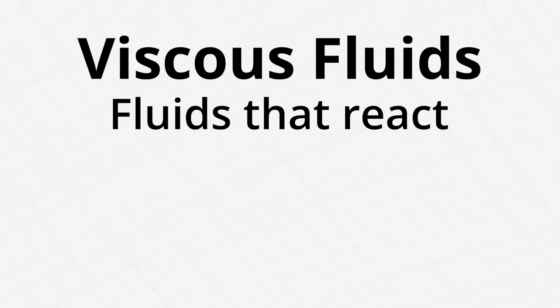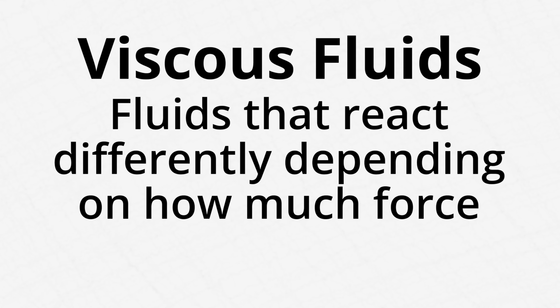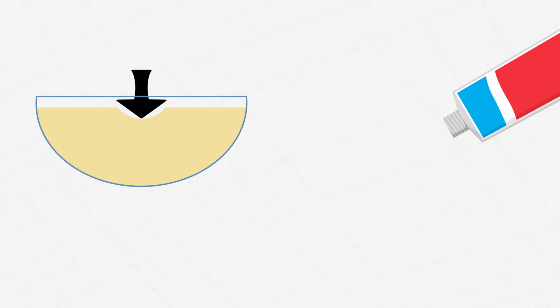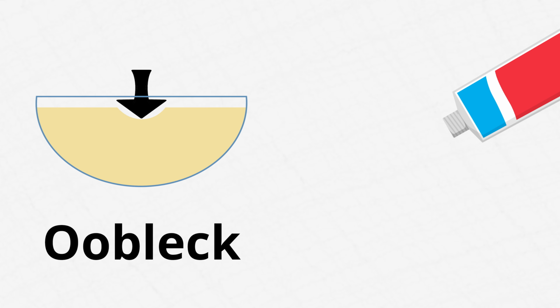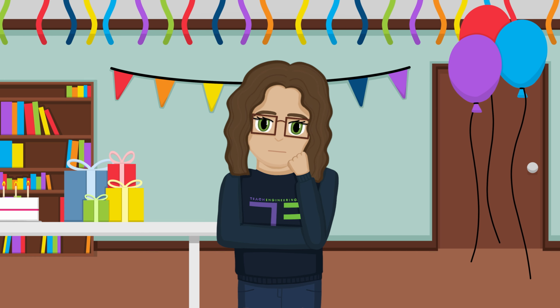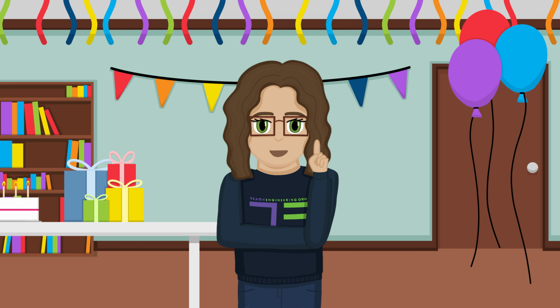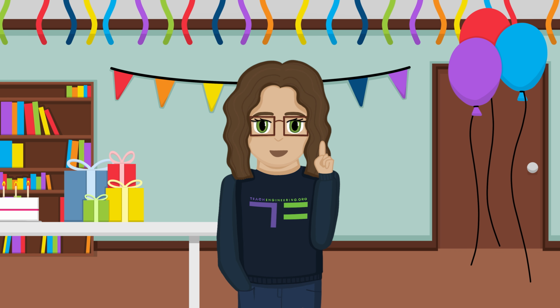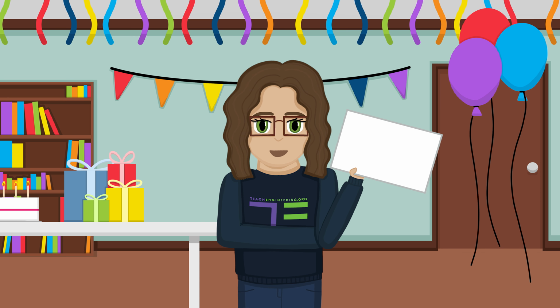Viscous fluids are fluids that react differently depending on how much force is applied to them. Some act more like a solid the harder you push, like oobleck, while others act more like a fluid the harder you push, like toothpaste. But what about something that's almost in between an elastic solid and a viscous fluid? Something like silly putty, that when you try to pull it, breaks like a solid, but will deform to the shape of its container when you leave it alone for long enough. Well, silly putty and materials like it are viscoelastic materials.